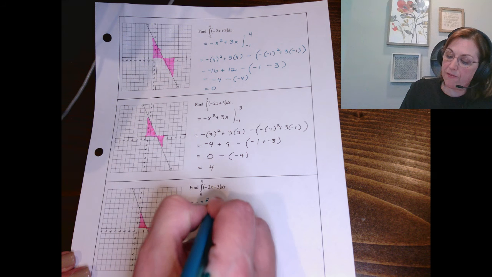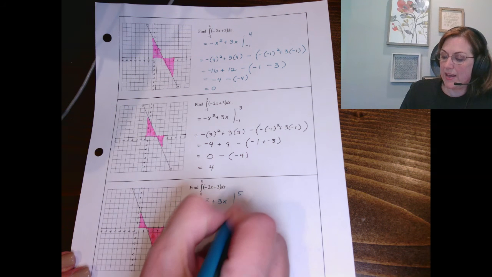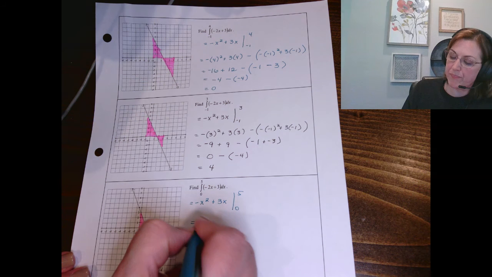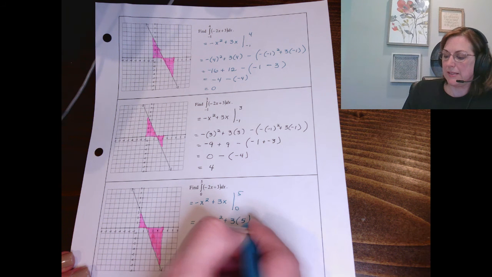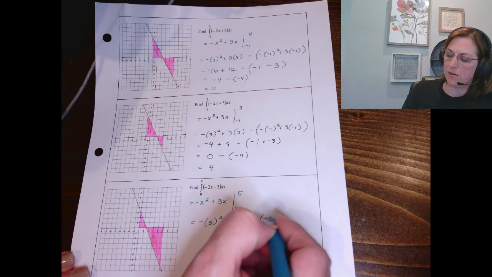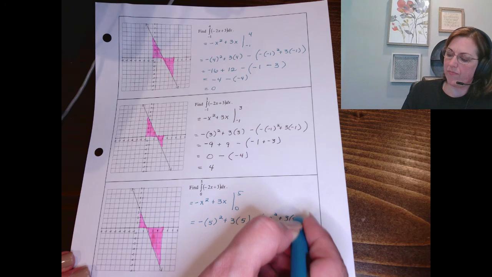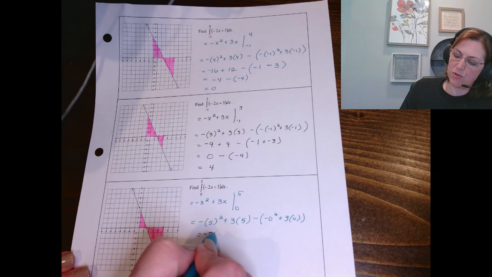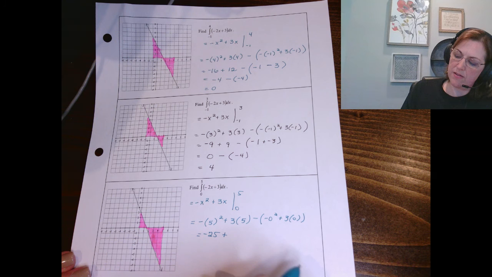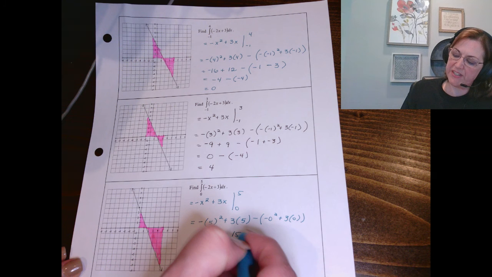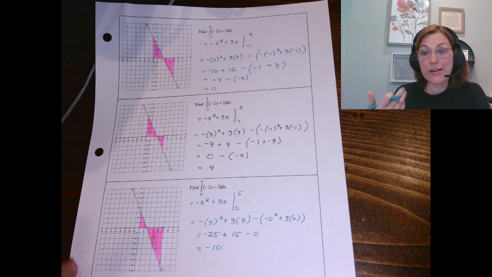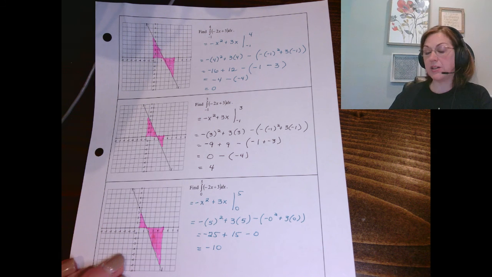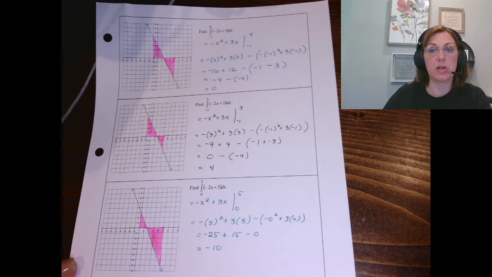So let's confirm it with the fundamental theorem. Love when the bounds come out to have the 0 as a bound because it makes it a little easier. So I get negative 25 plus 15 minus 0. So I get a net area of negative 10. And again, we already knew that ahead of time because we could see the negative area was going to be bigger. So I hope this helps with the fundamental theorem.